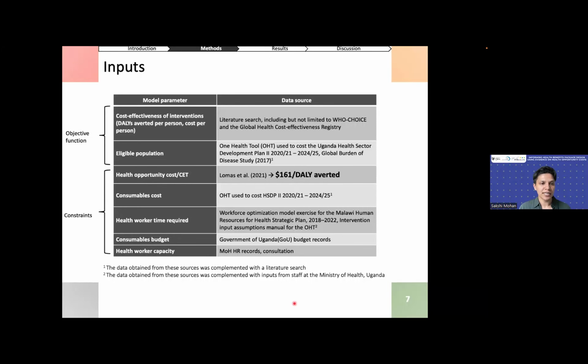Again, I won't go into too much detail here, but this is the list of inputs that we used in the analysis, starting from the cost effectiveness evidence for the objective function, as well as the size of the eligible population for each intervention. And on the constraint side, we have the cost effectiveness threshold, and we used an estimate from Lomas et al. 2021, which gave us an estimate of $161 per DALY averted for Uganda. And then we incorporate consumables cost, health worker time required, as well as, on the right-hand side of the equation for constraints, the total consumables budget and the health worker capacity.